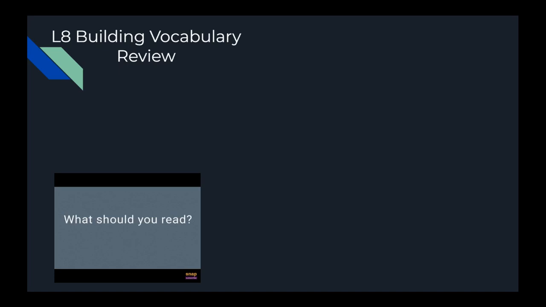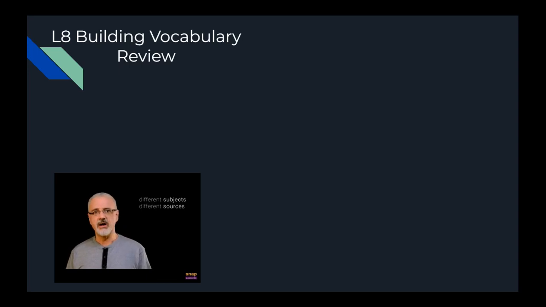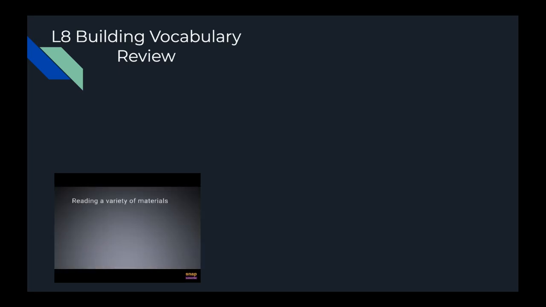And what should you read? Read about everything. When you read about music, you learn vocabulary related to music. When you read a lot about history or pop culture, you will learn vocabulary that appear in those areas or subjects. Also, when you read in different sources, such as blogs, magazines, journal articles, and so on, you learn vocabulary that tends to appear in that type of publications.